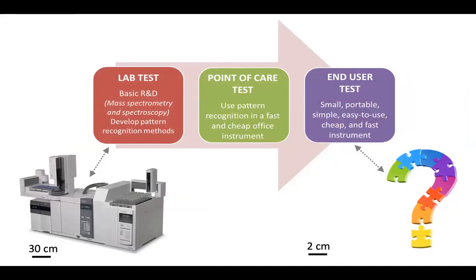But nevertheless, this proof was done with a mass spectrometer, which is a great lab tool. But nevertheless, it has many challenges to be used as a point of care device. And one of these challenges is that the device is quite big, expensive, and slow in terms of operation. And also there is a complexity with the analysis of the results.